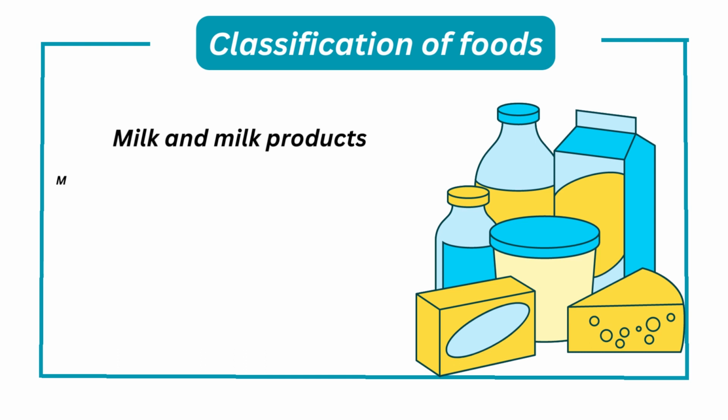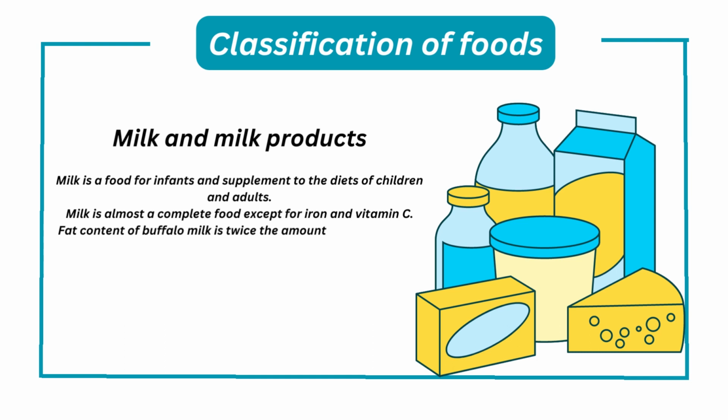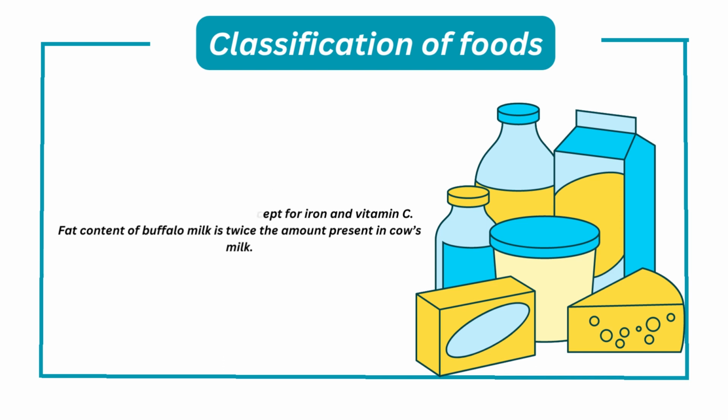Sixth, milk and milk products. Milk is a food for infant and supplement to the diet of children and adults. Milk is an almost complete food except for iron and vitamin C. Fat content of buffalo milk is twice the amount present in cow milk.